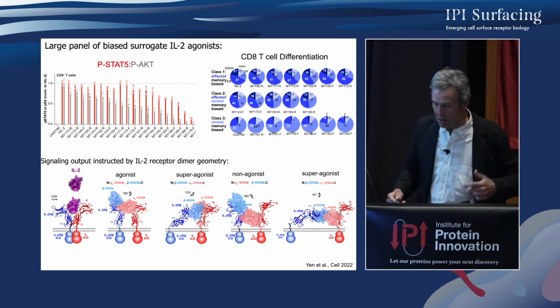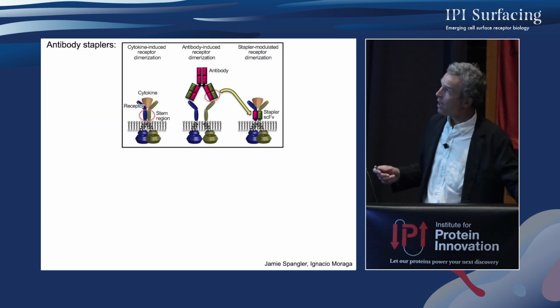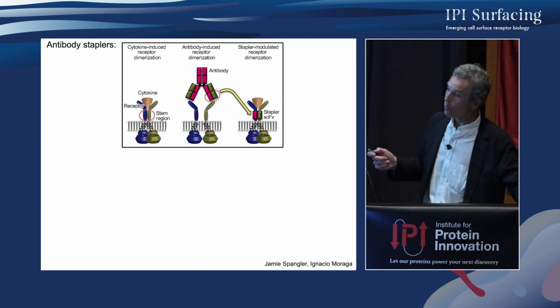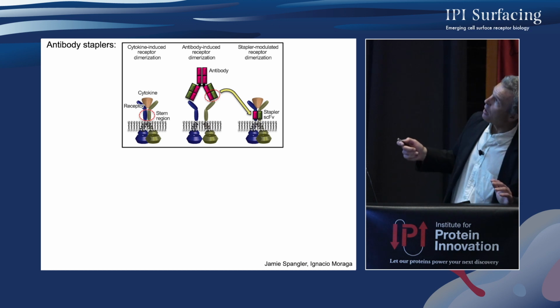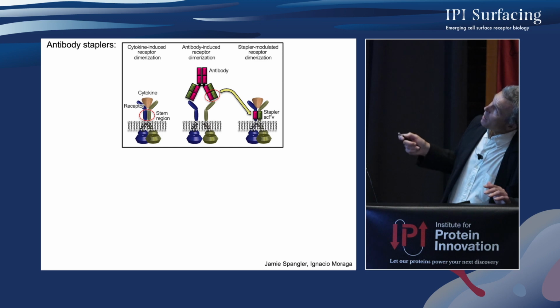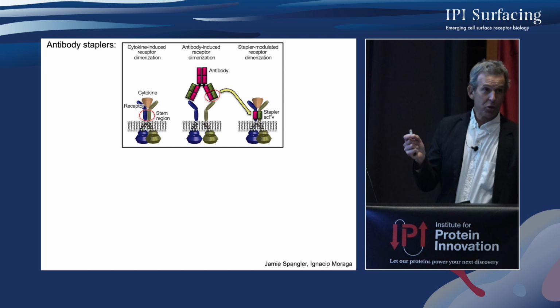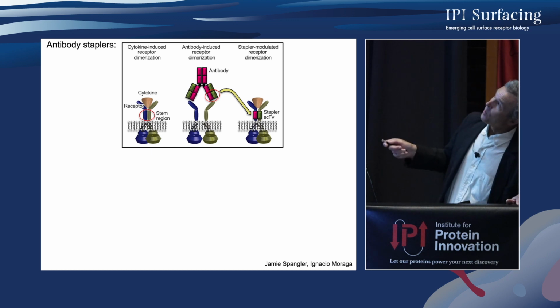And I just added this slide earlier today because I wanted to show you one other way of making surrogate dimer agonists, which is what we call staplers. It was done by Jamie Spangler in my lab. Whereas if we want to preserve the native dimer structure, use that as a molecular cast to then go search for Fabs that are able to seek out that dimer structure and enforce that on the receptor in the cell membrane.